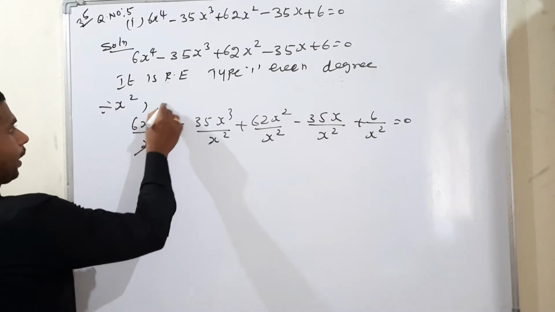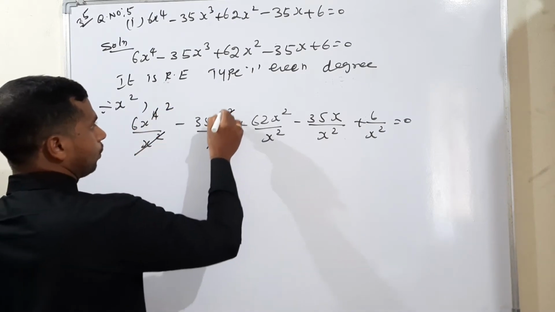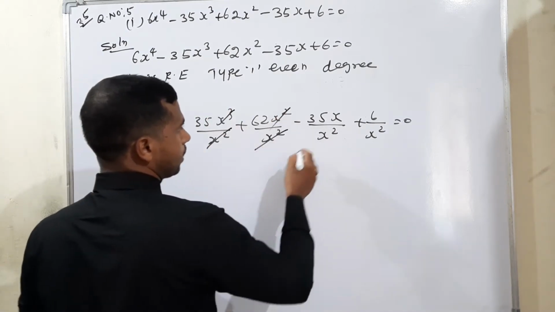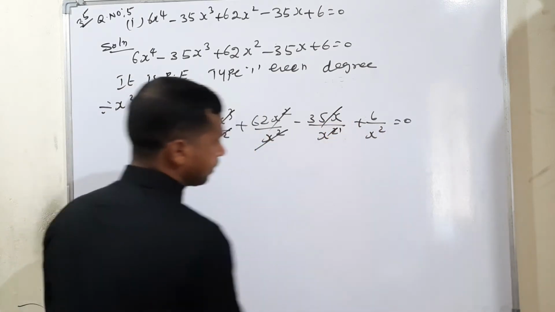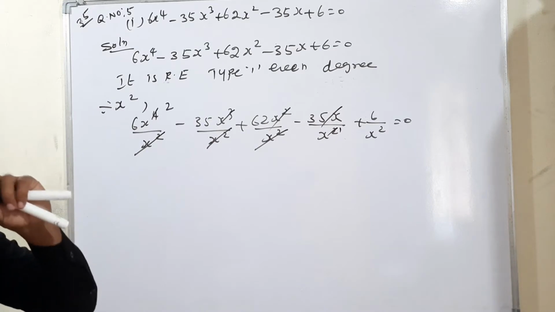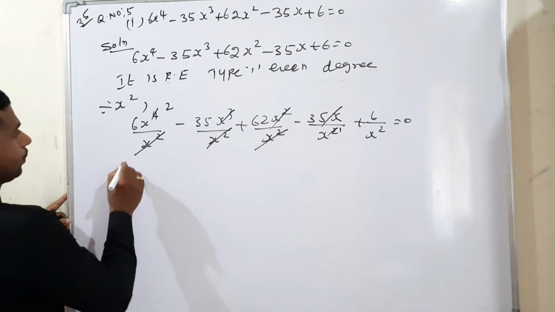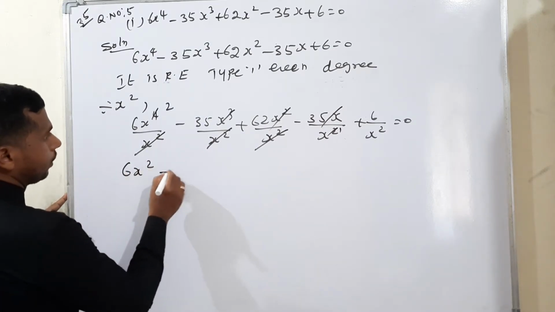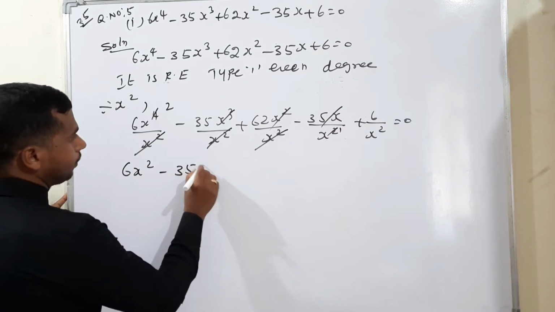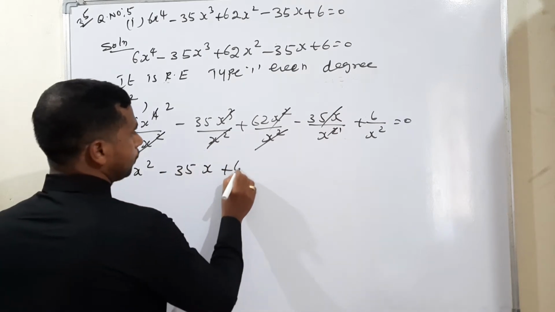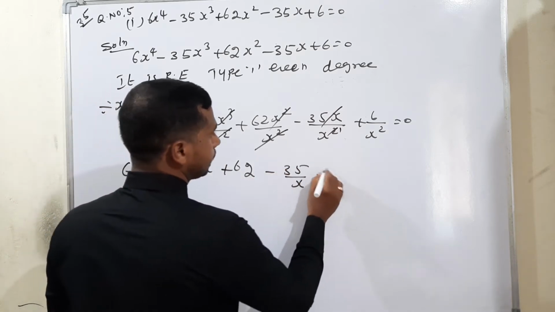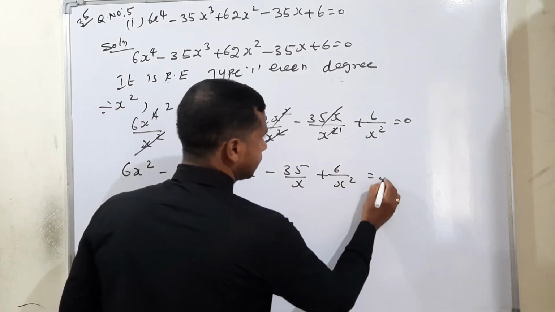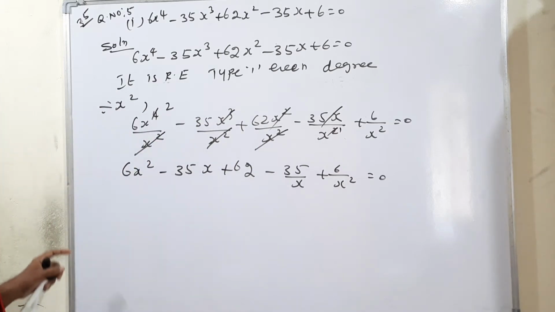So x to the power 4 cancels 2 times, x cube only 1 time repeats, x square cancels, and x divided by x, there is nothing to cancel because it is a constant value only. Therefore after cancellation: 6x square minus 35x plus 62 minus 35 by x plus 6 by x square is equal to 0. Now we have to group like terms.